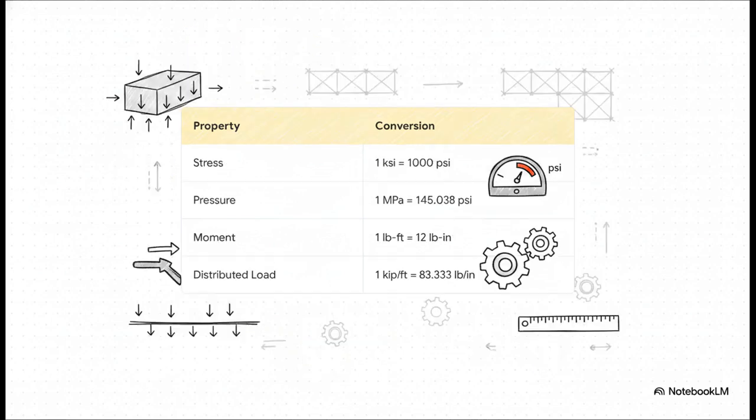To quickly wrap up our toolkit, let's check out some advanced conversions. Stress and pressure. 1 KSI is 1000 PSI, and 1 MPa is about 145 PSI. For moments, remember 1 pound-foot is 12 pound-inches. And for distributed loads, converting kips per foot to pounds per inch is a super standard maneuver. You'll see this especially in water resources or geotechnical problems, where converting distributed loads is just a frequent requirement. It brilliantly anchors the general math into very specific civil engineering domains.